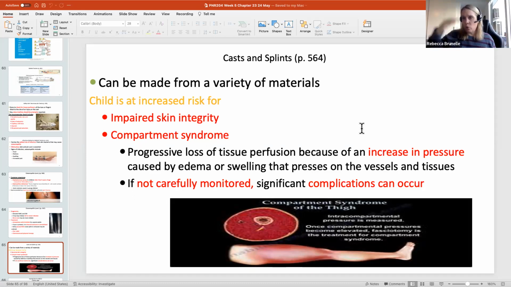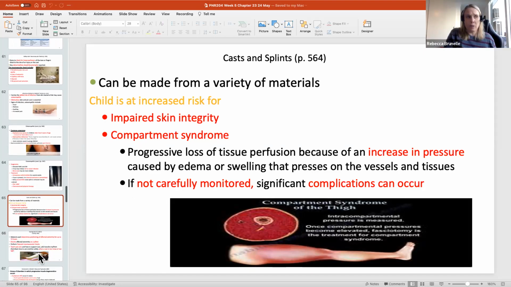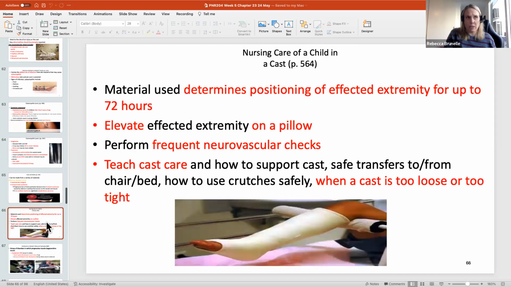Yes. So you need to also make sure that parents know how to check the perfusion, if it's in the hand, to check the fingers. Are they swollen? Do they have good color? And it shouldn't either be too tight or too loose. Like if it's too loose, they can move around and not be stabilizing the bone. If it's too tight, they could have decreased perfusion. So those are all things that you need to make sure that parents know about when you're doing cast instructions.